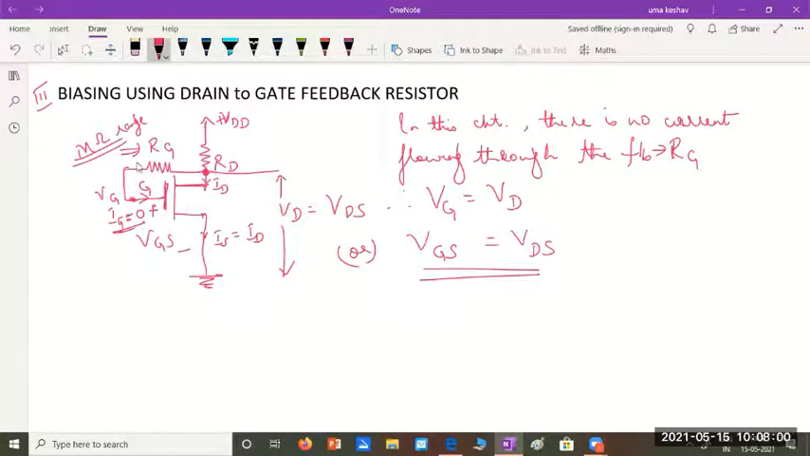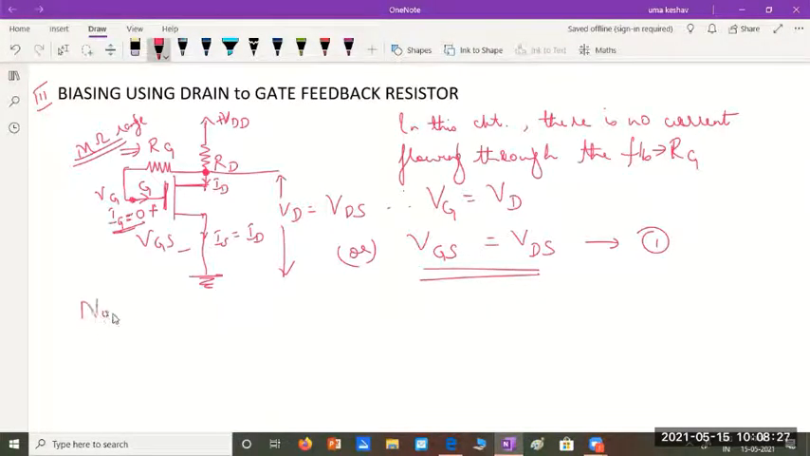Please remember, the current flowing through this resistor is 0, which means the potential drop at one end should be equal to the potential drop at the other end. Okay, so VG should be equal to VD. VG, in other words, is same as VGS here because the source is grounded, and VD is same as VDS. So let me call this equation 1.